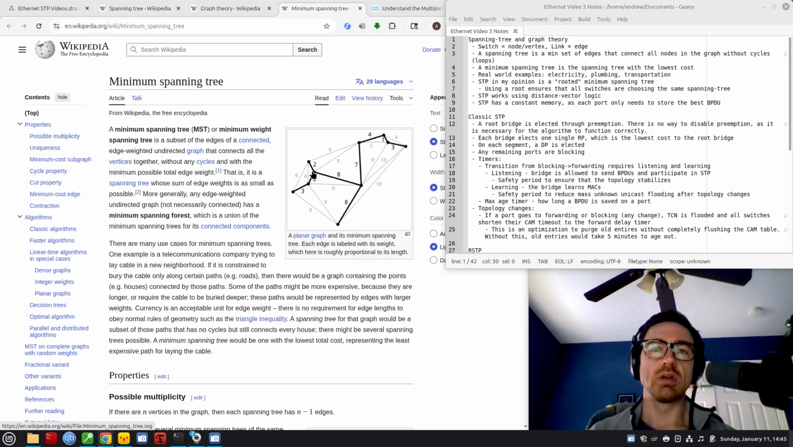So now let's get into how the spanning tree algorithm works. We kind of touched on it here with how it works with the root port and costs and everything. But let's just get a high-level overview.